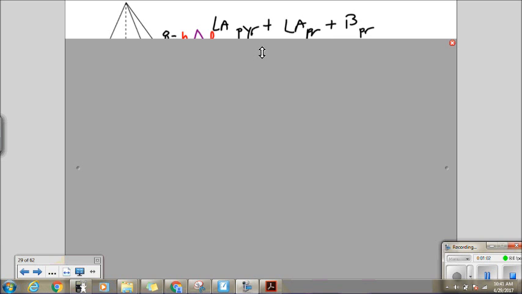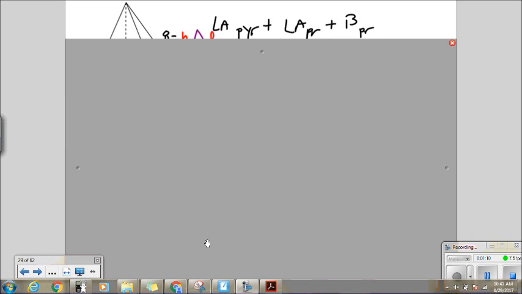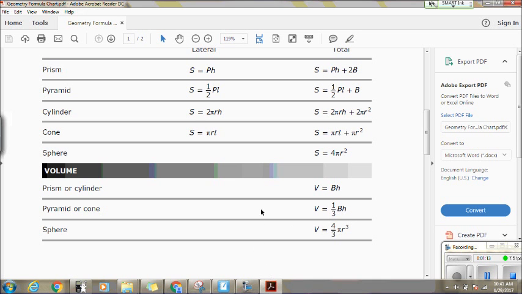So when I look at the lateral area formula of a prism, I'm sorry, of a pyramid, it tells me I need 1/2 times my perimeter times my slant height. So I'm going to need to find the perimeter of my pyramid base, and I'm also going to need to find the slant height. And then for a prism, the lateral area is P times H. So I'm going to need the perimeter of my prism base and the height of my prism.